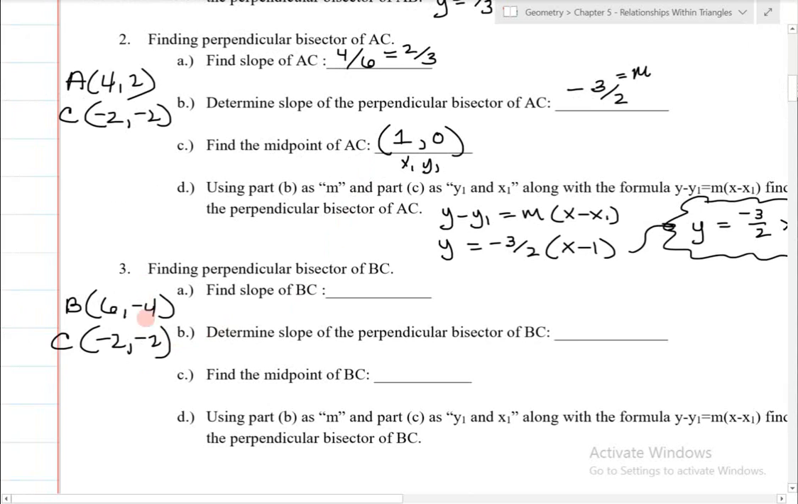So finding the slope of BC, we're going to go -4 minus -2. With questions like this, just make sure if you got a lot of negatives and you struggle with subtracting negatives, that you write it out, because I think that's more obvious. -4, and that's going to be +2. So my numerator is going to be -2. And then I'm going to have 6 minus -2, so that's going to give me 8, right? So -1/4 is the slope of BC.